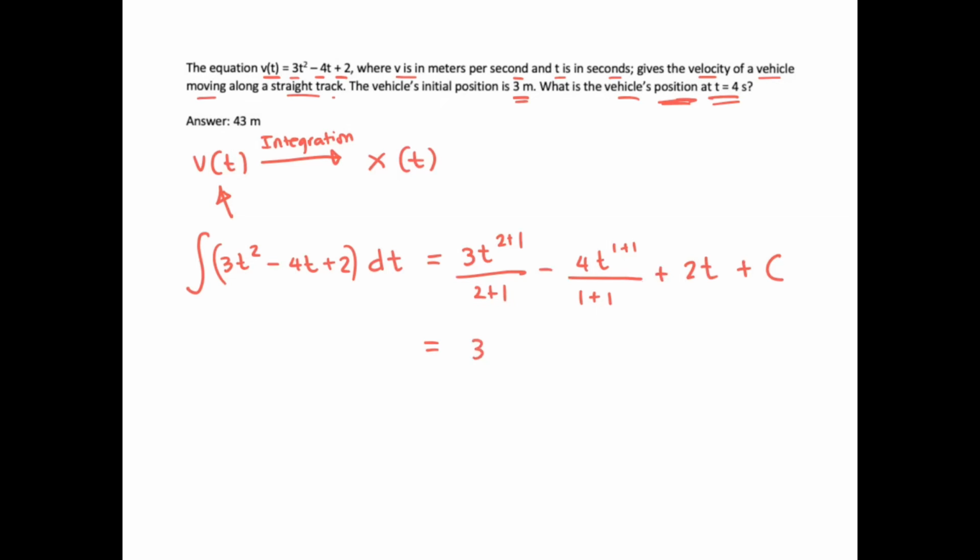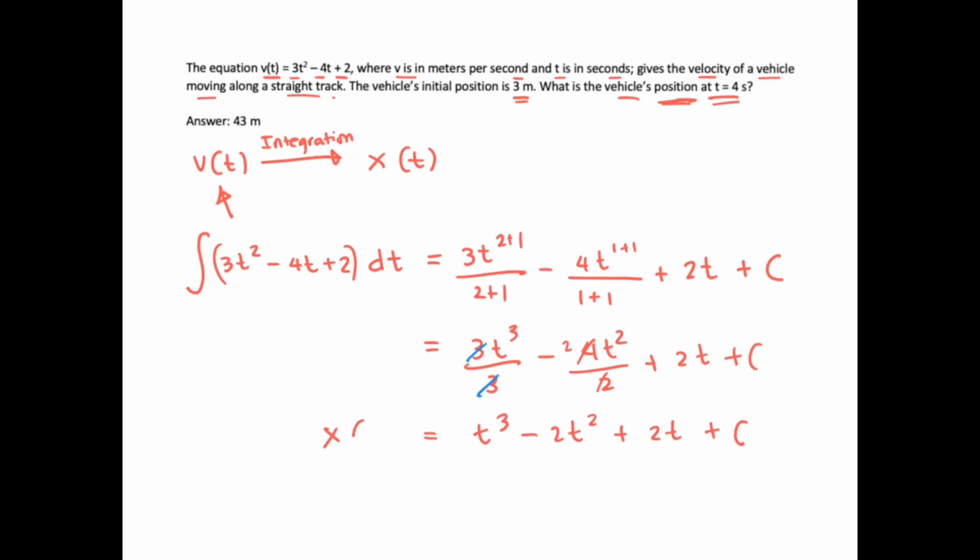Simplifying this, we will have 3t cubed over 3 minus 4t squared over 2 plus 2t plus c. Simplifying this further, we will have t cubed minus 2t squared plus 2t plus c. So this one right here is our position as a function of time equation.